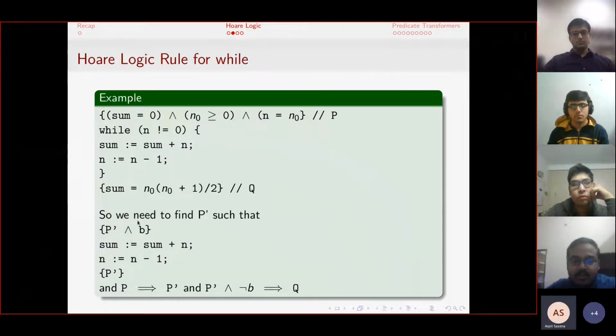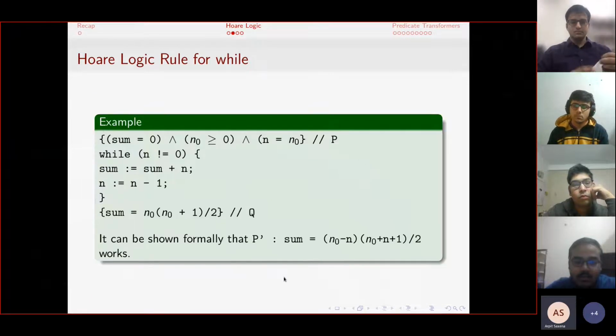We need to find a P prime such that across the body of the loop, P prime and B hold initially and P prime holds finally, the precondition implies P prime, and P prime and not B implies Q, which is the postcondition. We can show that P prime, which is sum equals n naught minus n times n naught plus n plus 1, whole divided by 2, works.